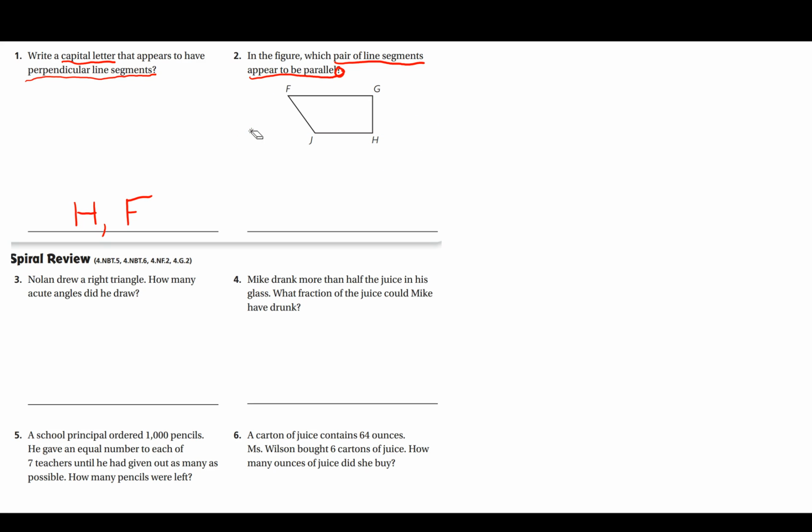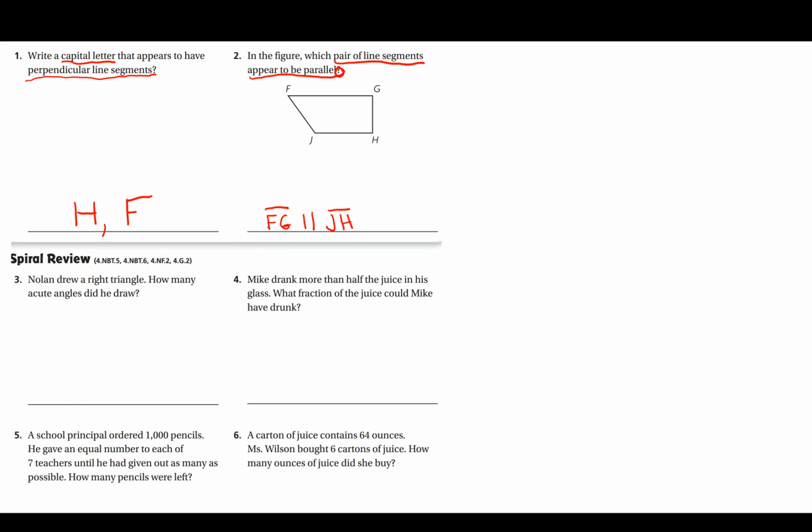So, which pair of line segments appear to be parallel? Line segment FG is parallel to line segment JH. And that's how we would write that out. Line segment FG parallel to line segment JH.